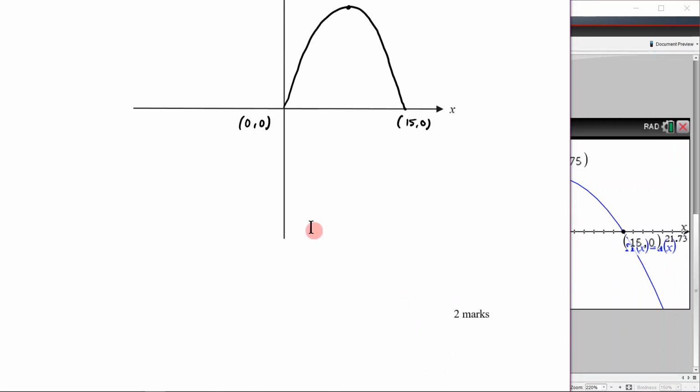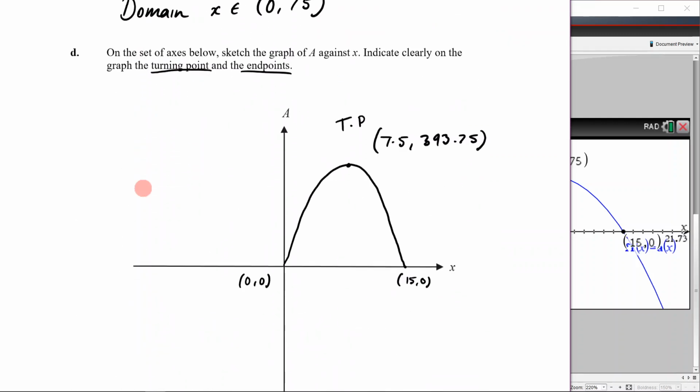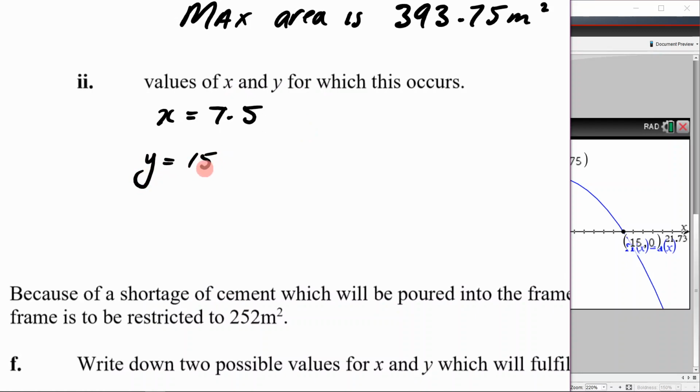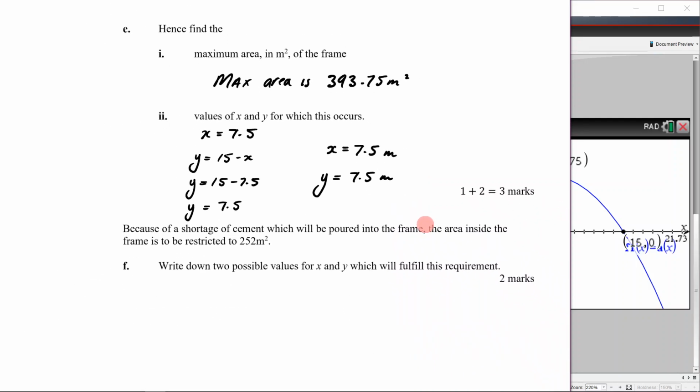Well, if we just scroll back here to our first question, we figured out that y is equal to 15 minus x. So if I was to come here now, I know that y is equal to 15 minus x, which means I would go 15 minus 7.5, which means y is going to equal 7.5, because 15 minus 7.5 is 7.5. So that means x is going to be equal to 7.5, and we could put meters there, and y is going to be equal to 7.5 meters as well. Perfect. Well done. All right, let's keep on chugging along.